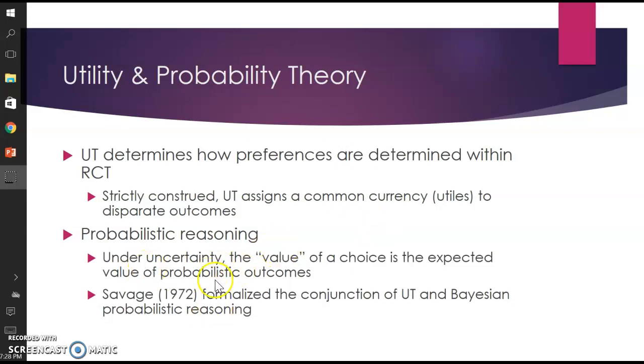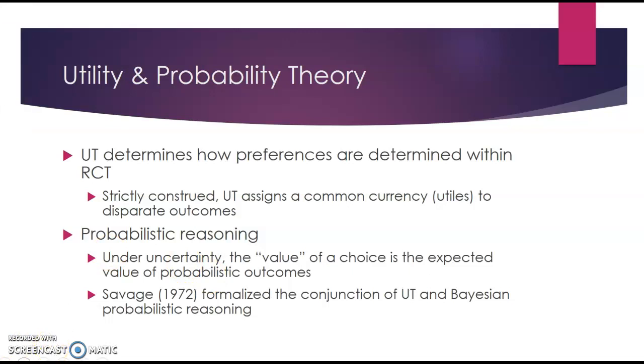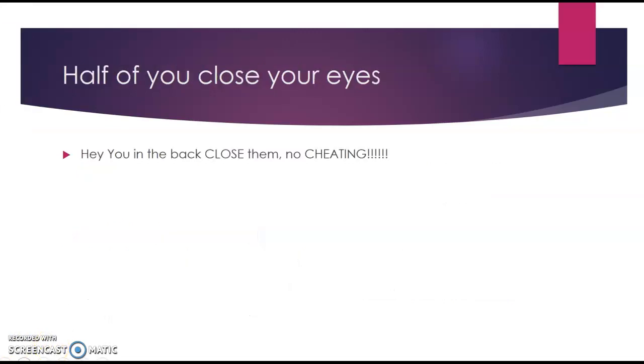Probabilistic reasoning says that under uncertainty, the value of a choice is the expected value of the probable outcomes, which is what we used when we did those kinds of calculations. So it's all stuff that you're familiar with from economics. Now, this only works in the classroom, but we're going to describe the idea of it.